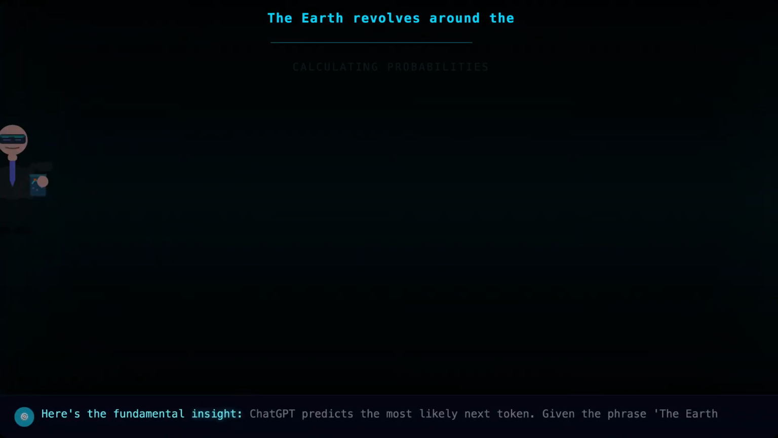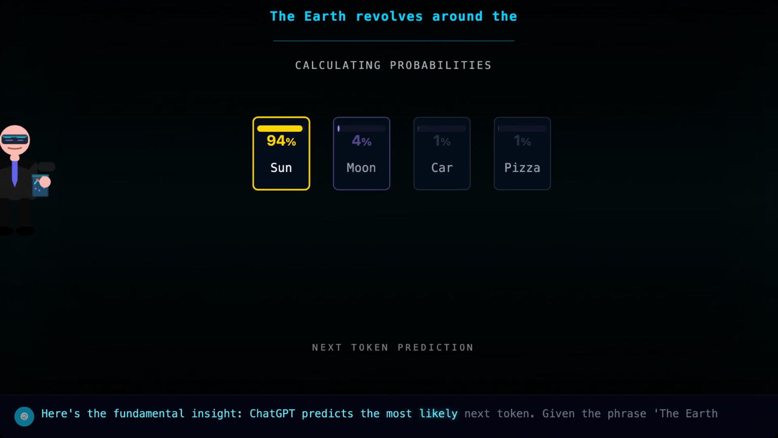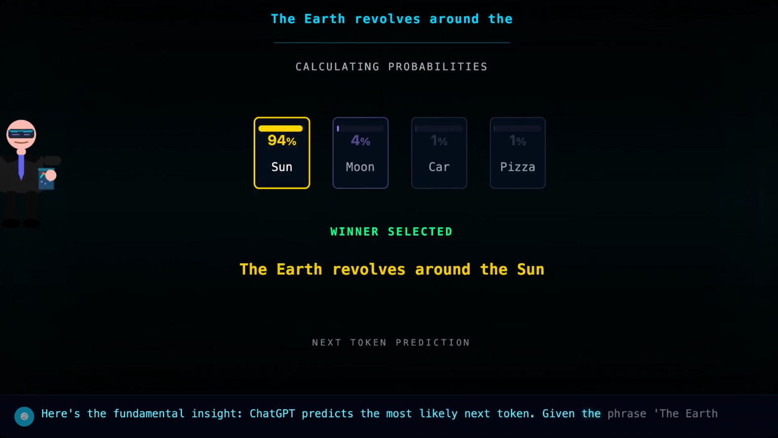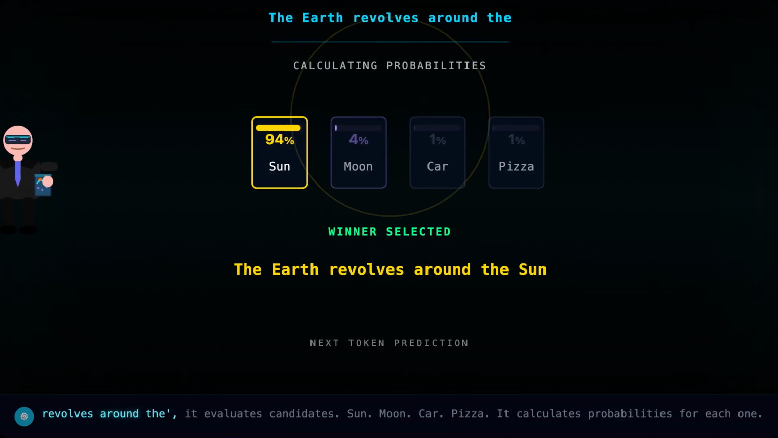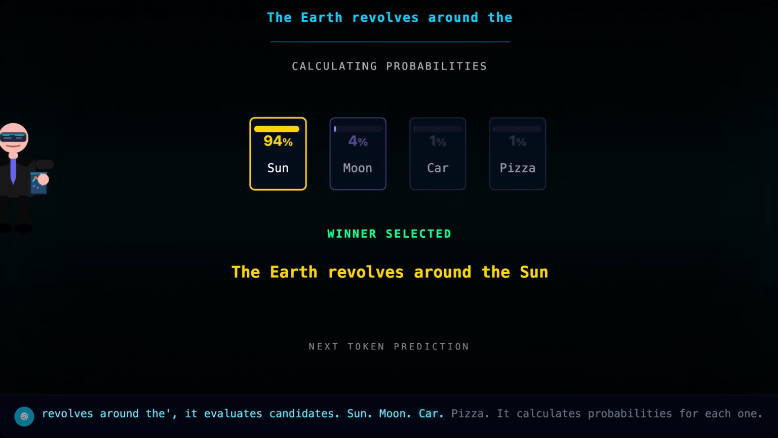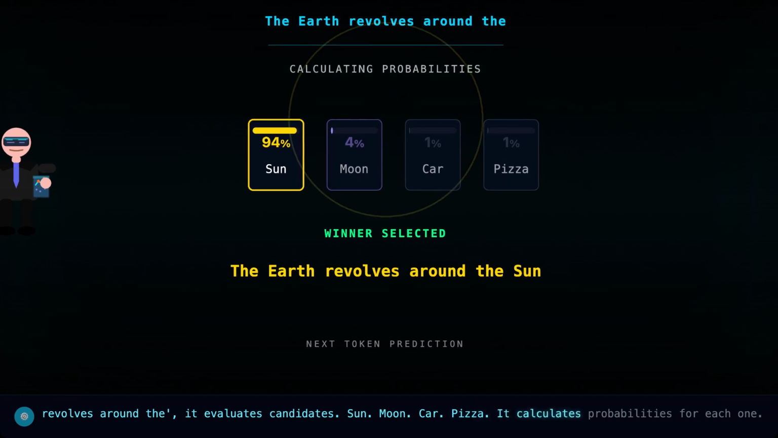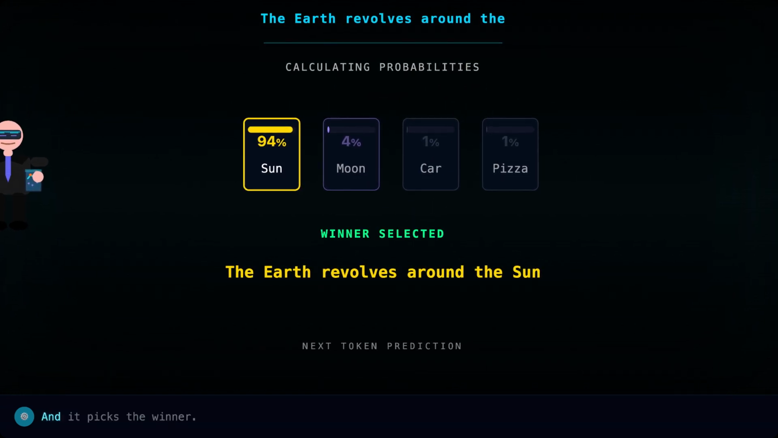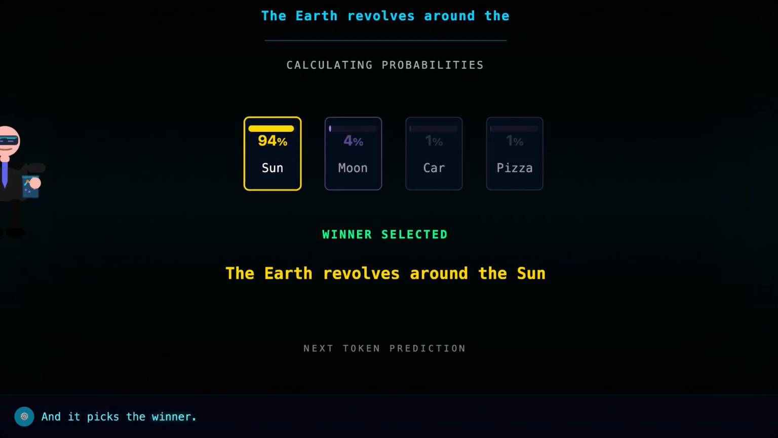Here's the fundamental insight. ChatGPT predicts the most likely next token. Given the phrase "the Earth revolves around," it evaluates candidates. Sun, moon, car, pizza. It calculates probabilities for each one. And it picks the winner.